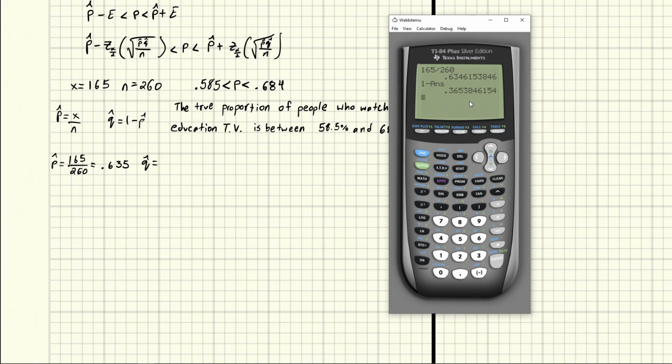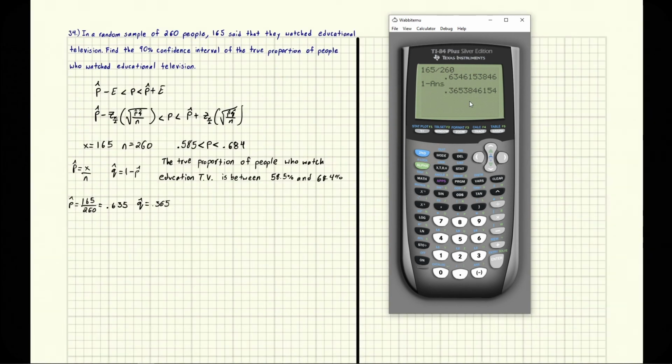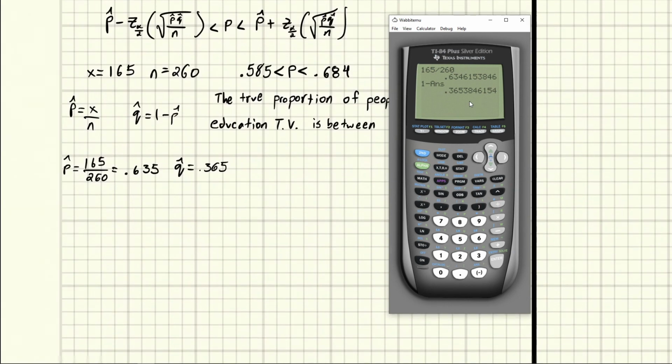Q hat is equal to 0.365. All right. Now that we have P hat and Q hat, we just need Z of alpha over 2. So we could use the chart or we could use the distribution. Our alpha is the opposite of our confidence interval. So our confidence interval is 90%. So that means that our alpha is 10% or 0.1. Because we're doing half below and half above, alpha over 2 is going to be 0.05. So we look this up in the calculator.